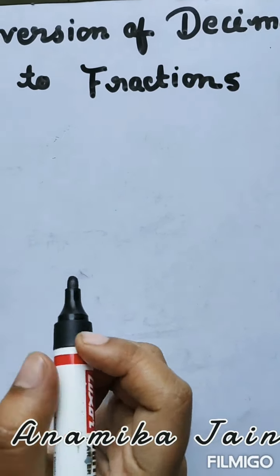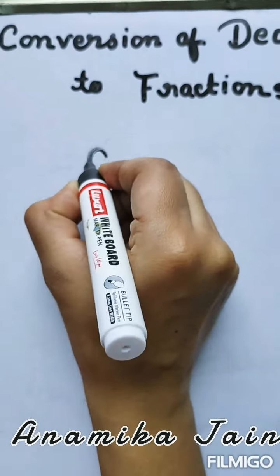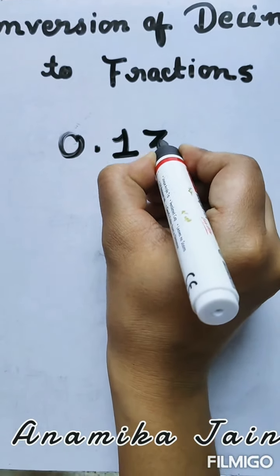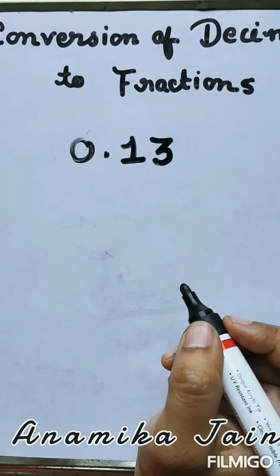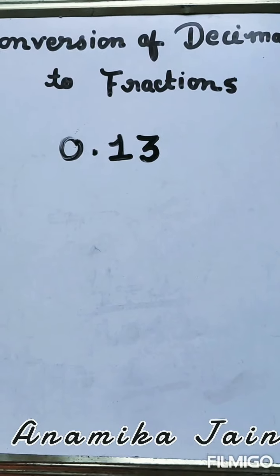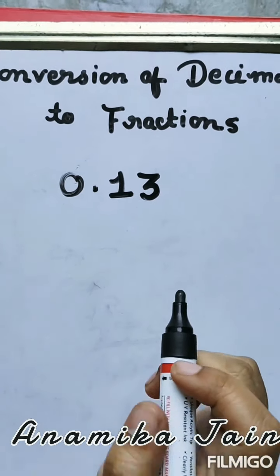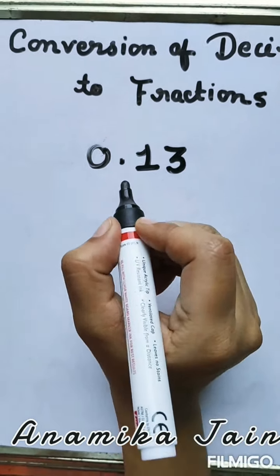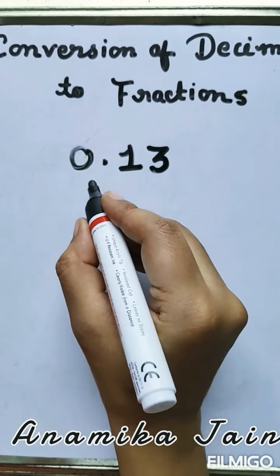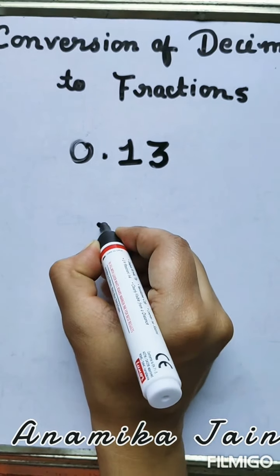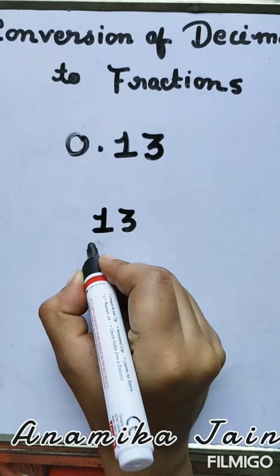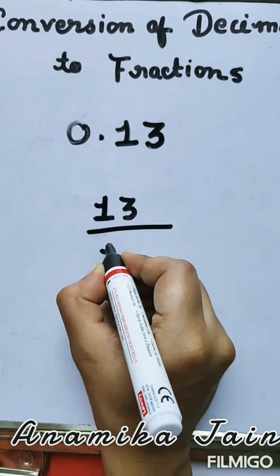Moving on to the next question, I am taking one example here, 0.13. Okay, so the question is 0.13 and we have to convert this into fraction. For that we have to follow some steps. First step is writing the number without decimal point. So what is the number without decimal point? It is 13, right? Now we will be writing the denominator 1.